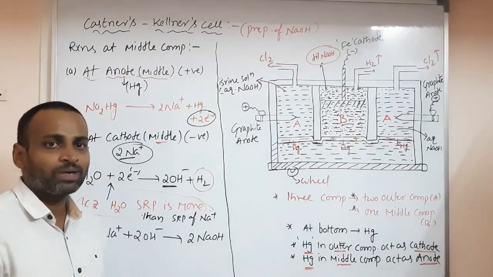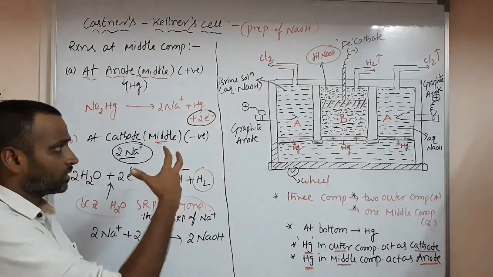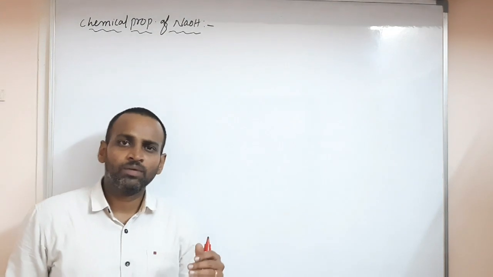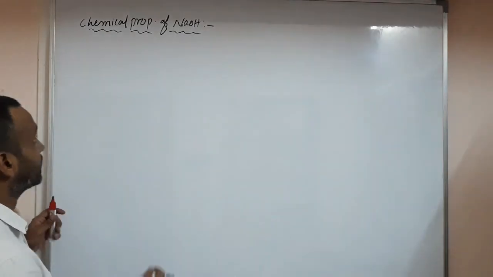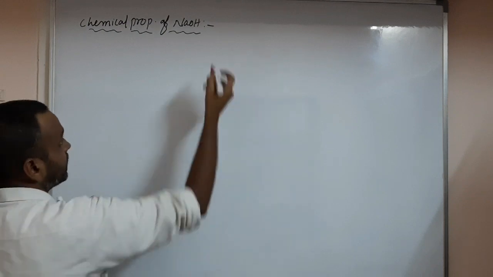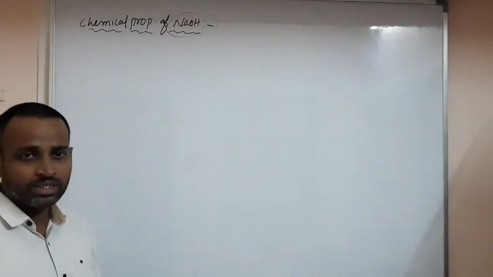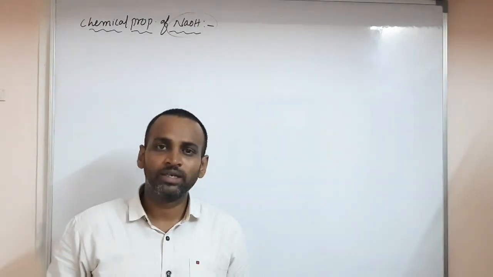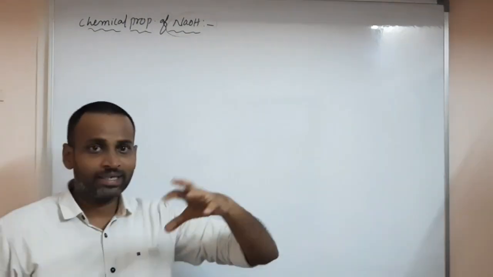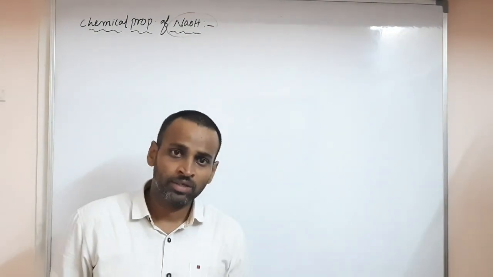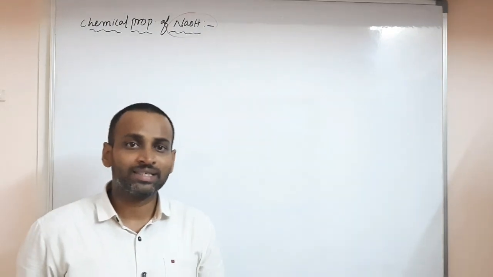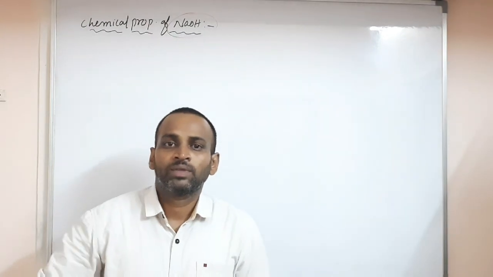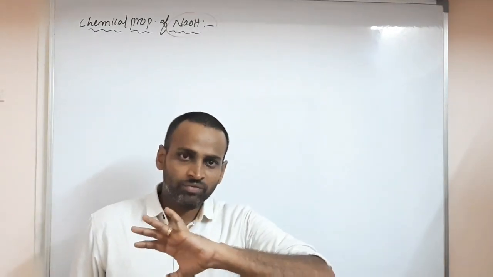Next I'll explain some chemical properties of sodium hydroxide. Now we will discuss some chemical properties of sodium hydroxide. As we know, sodium hydroxide is a base, and among its physical properties, it is easily soluble in water because it is highly polar, and it can dissociate as Na plus and OH minus. It is deliquescent. Deliquescent means it absorbs moisture and CO2 from the atmosphere. Those are the physical properties.